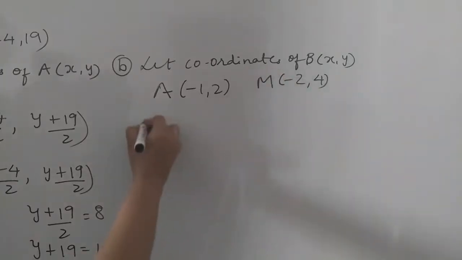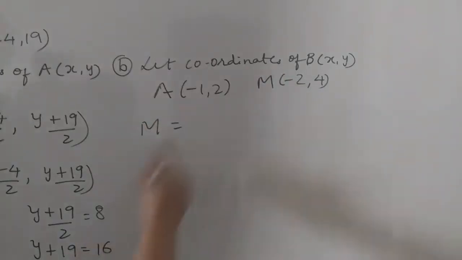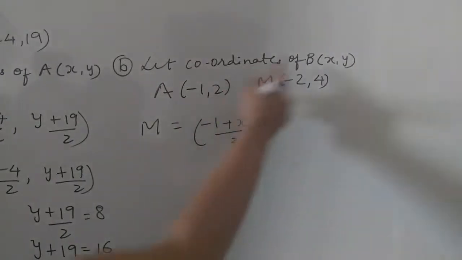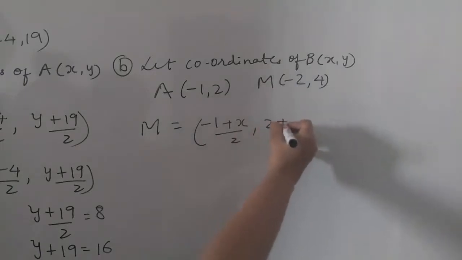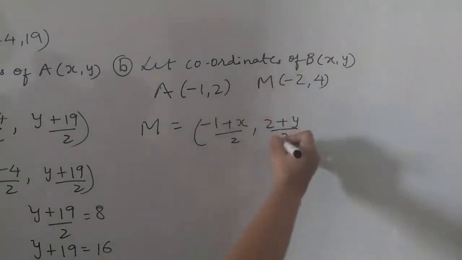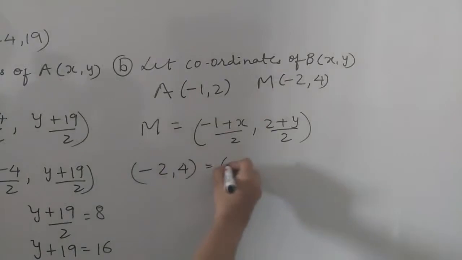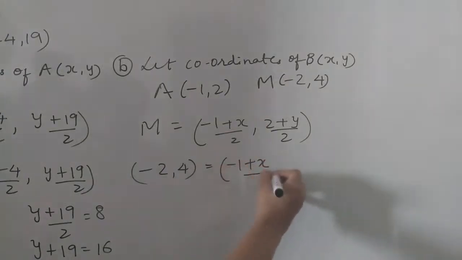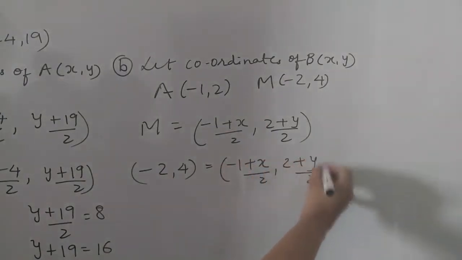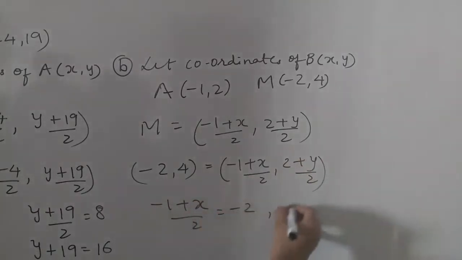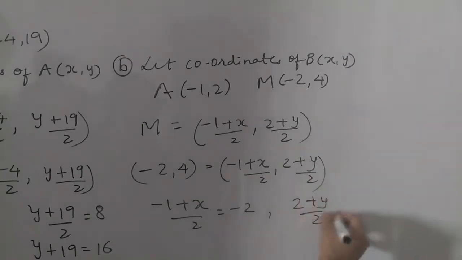Now the midpoint formula, that is M is equal to AB. So (-1 plus x) by 2 for the x coordinate, and for the y coordinate (2 plus y) by 2. Like this, the M value is (-2, 4). So the same method as we did in question A. Now we compare the x coordinate with x and the y coordinate with y, like this comparison, and then we solve these equations.